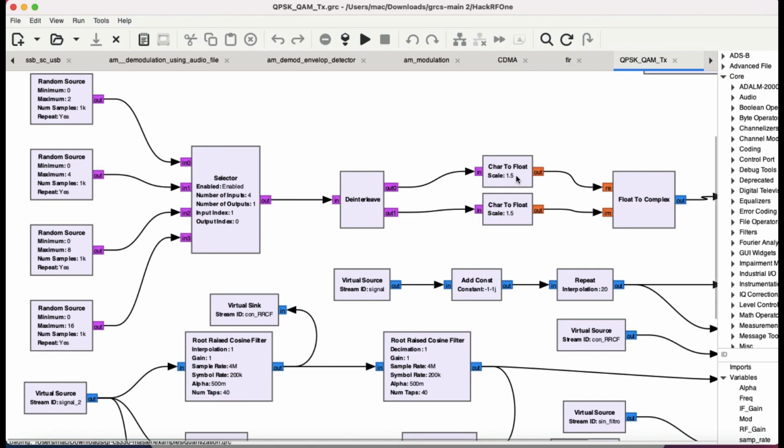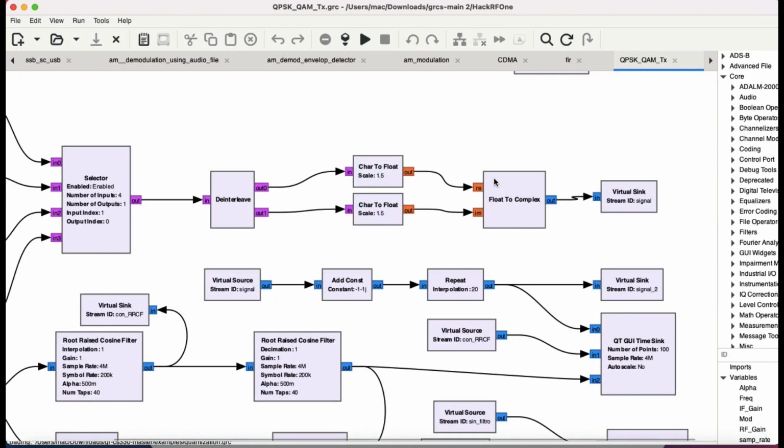Now this is going into a char to float block. Why? Because this is sort of providing amplification. So whatever the sample, let's say sample number 1 comes into this block, it will multiply it by 1.5, sort of providing an amplitude to whatever your incoming samples are. Then it's going into a float to complex block. Float to complex is just converting this to real and imaginary. So basically, if you were to think of it, this is I and Q. That's all there is to it.